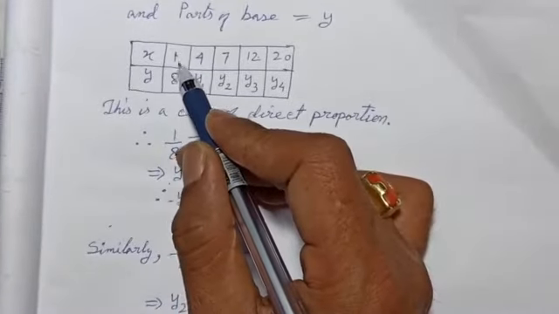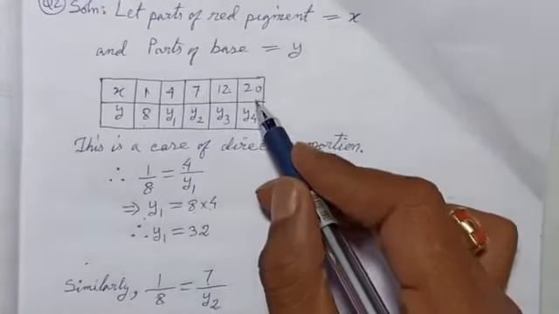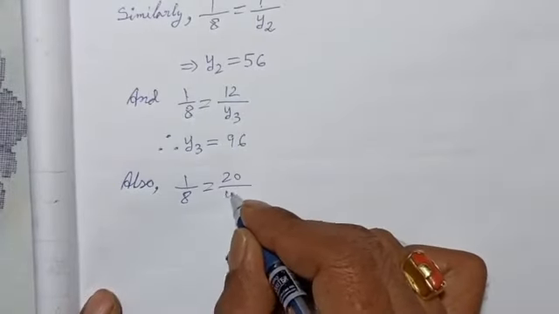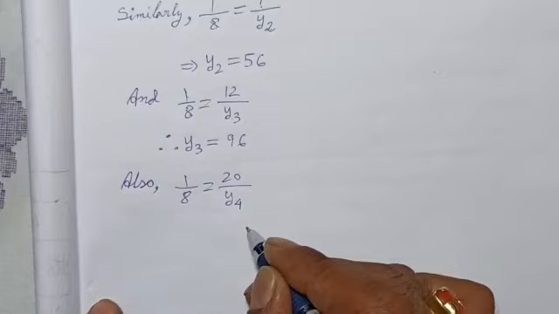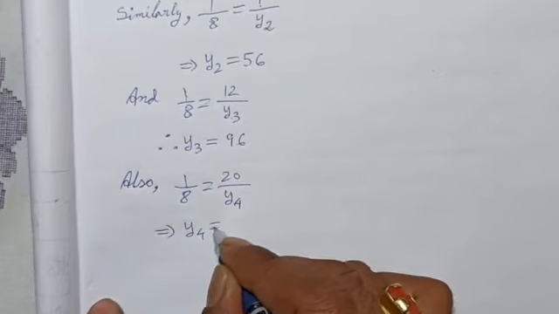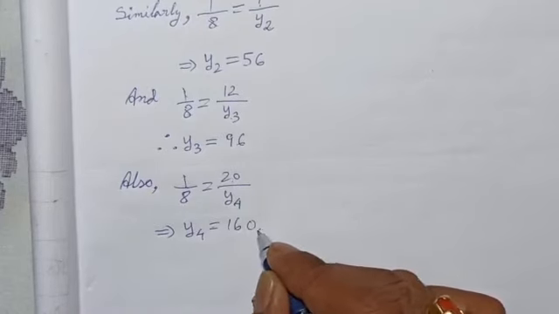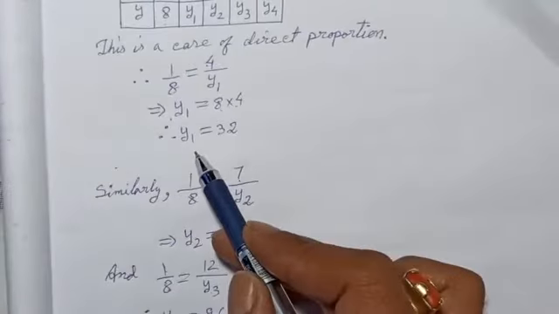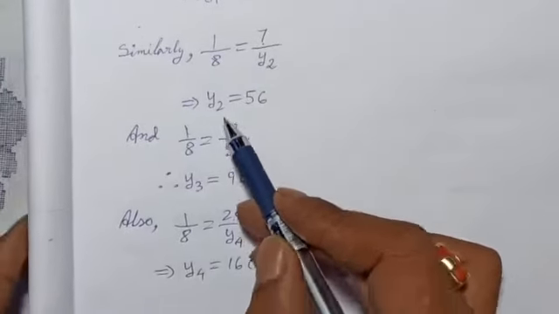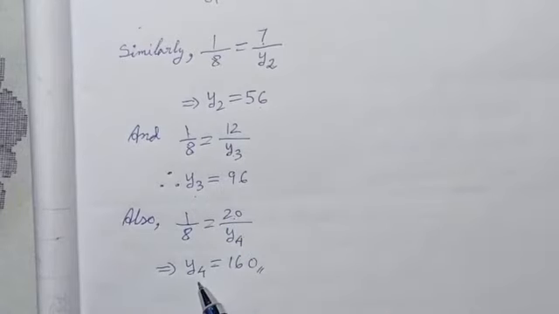Once again, let's take 1 by 8 is equal to 20 by Y4. Now let's use cross multiplication. 1 into Y4 is Y4, and 8 into 20 is 160. So Y1 is 32, Y2 is 56, Y3 is 96, and Y4 is 160. And this is the answer.